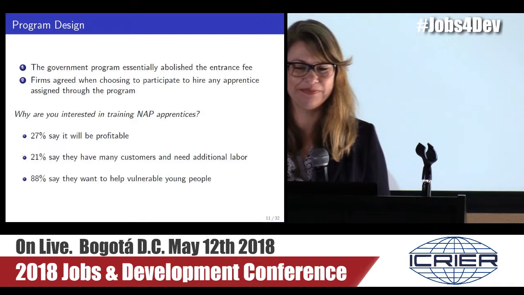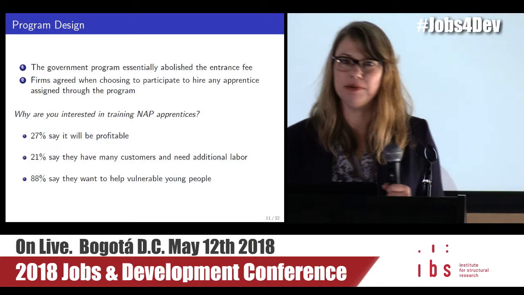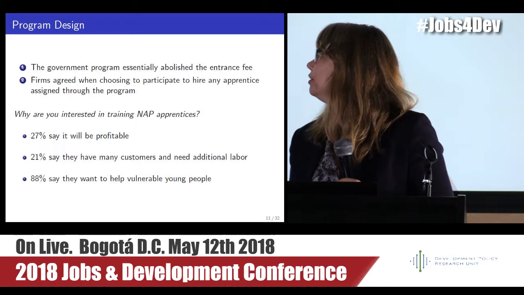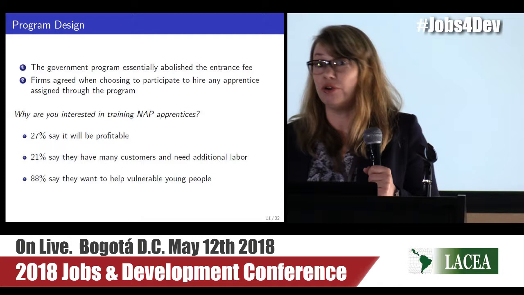Awesome. So then you wonder, why would firms participate in this program in the absence of the entrance fee? We asked that because I like to just ask the people that we're trying to model, why are you interested in training apprentices? So we have about a quarter who say that they think it'll be profitable, a quarter who say that they have a lot of customers, they need additional workers. Most people say they want to help vulnerable young people. So that may be the case. This may be motivated in part by altruism, but they're also gaining something from it, is what we see in the paper.